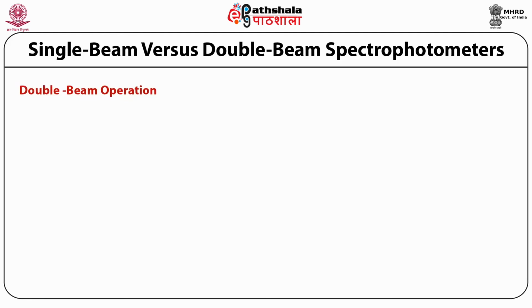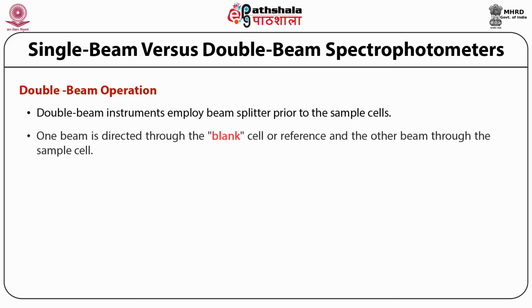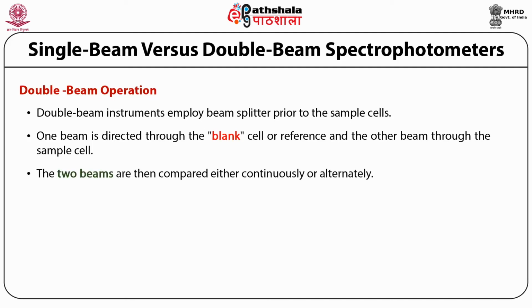Double beam operation. Double beam instruments employ some type of beam splitter prior to the sample cells. One beam is directed through the blank cell or reference, and the other beam is directed through the sample cell. The two beams are then compared either continuously or alternately.